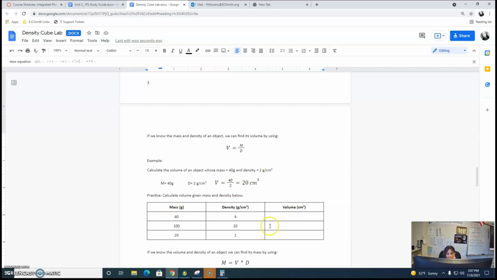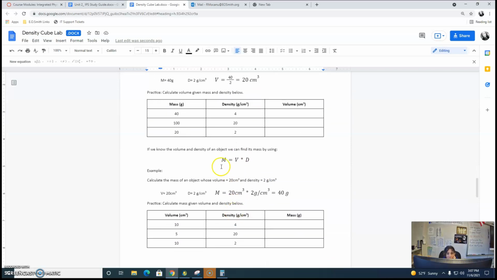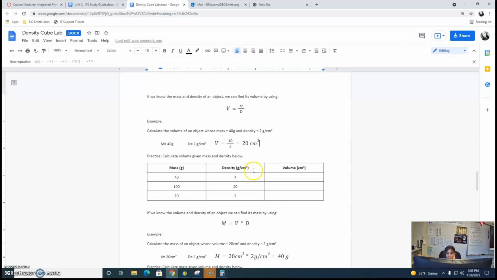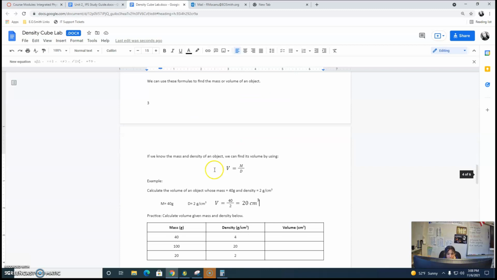Now I'm having you guys do the exact same thing down here. And basically, similarly for mass, in this next section, I'm giving you the volume and density of a substance. I am asking you to calculate the mass. If we go back to our triangle, if I'm looking for mass, I'm going to cover up this mass, and I'm seeing density and volume next to each other on the bottom, so I'm multiplying them, okay?